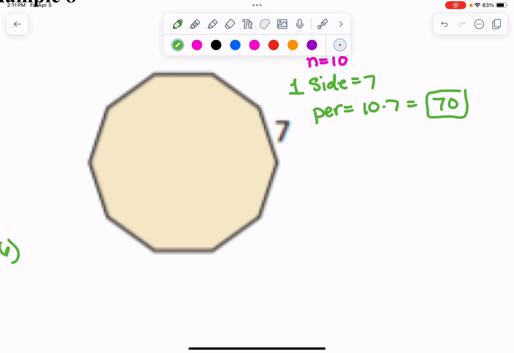What we need is the apothem. So let's draw a right triangle, and I'm going to go ahead and draw one straight down. So we know that I have a right angle. If my whole side is 7, then half of my side is going to be, half of 7 is 3.5. And I don't know what my apothem is, so I'm going to call that A. And now I've got to use my central angle again.